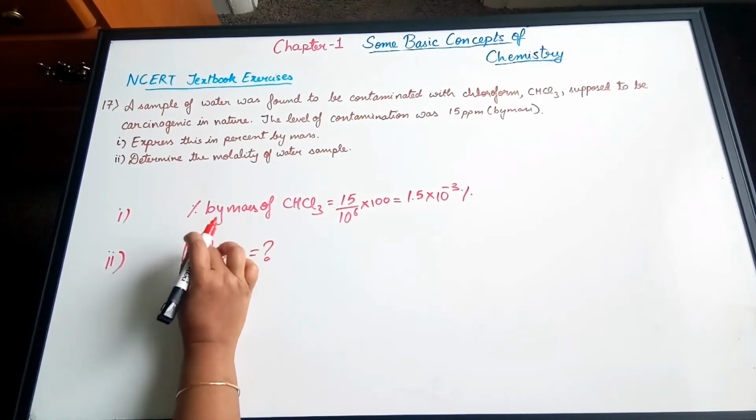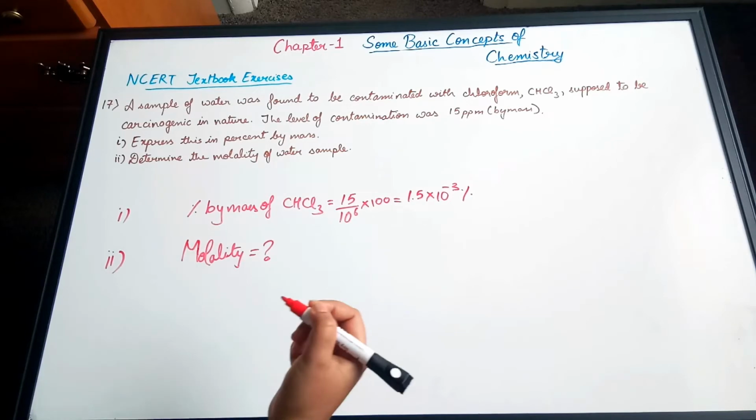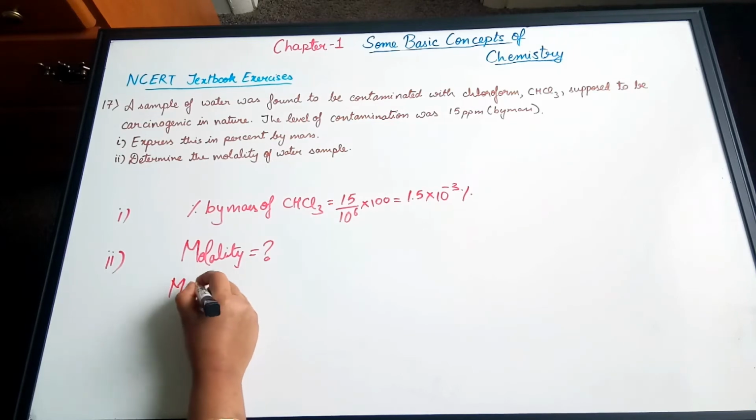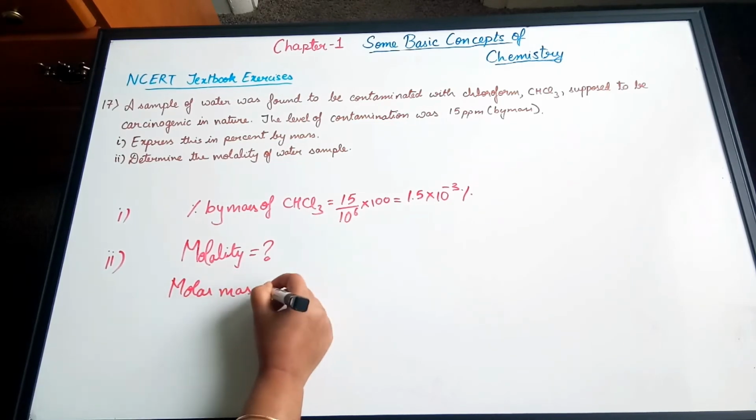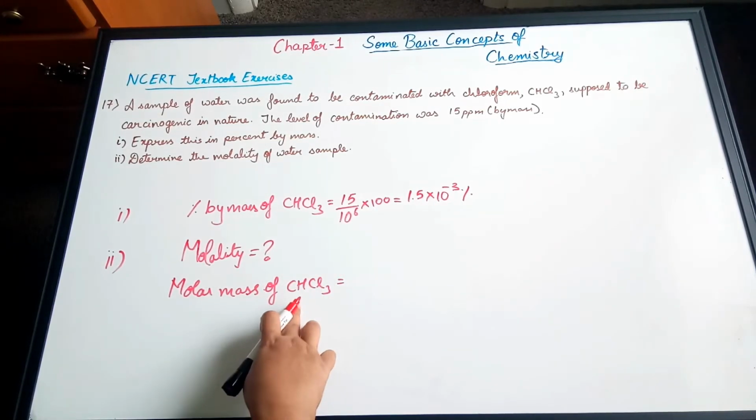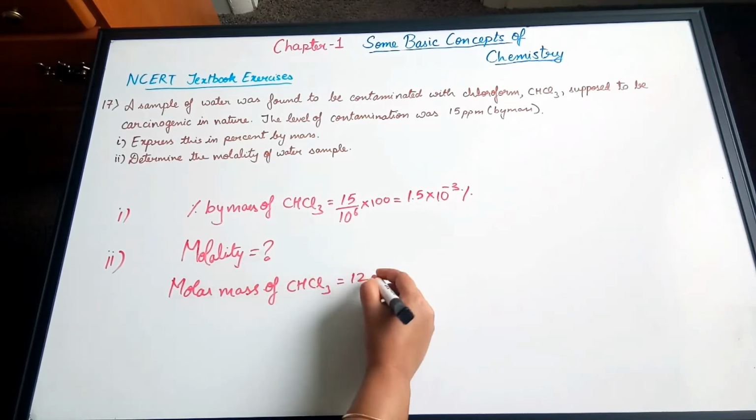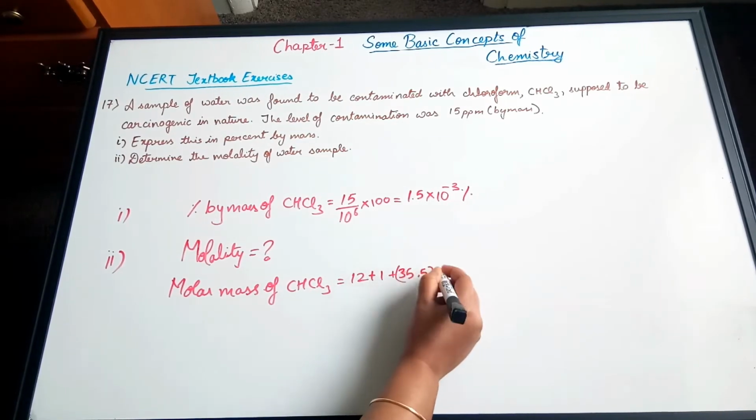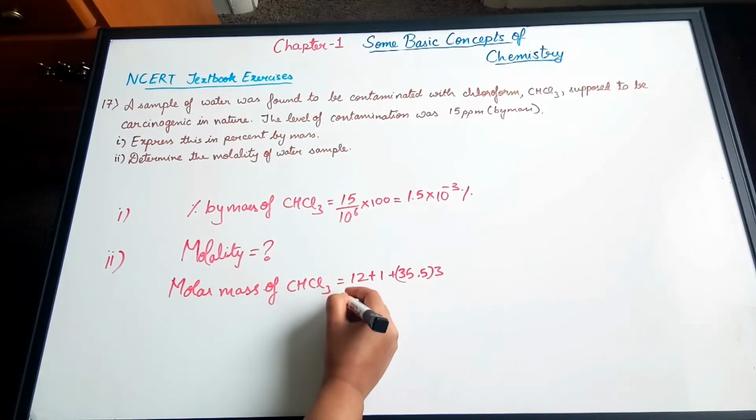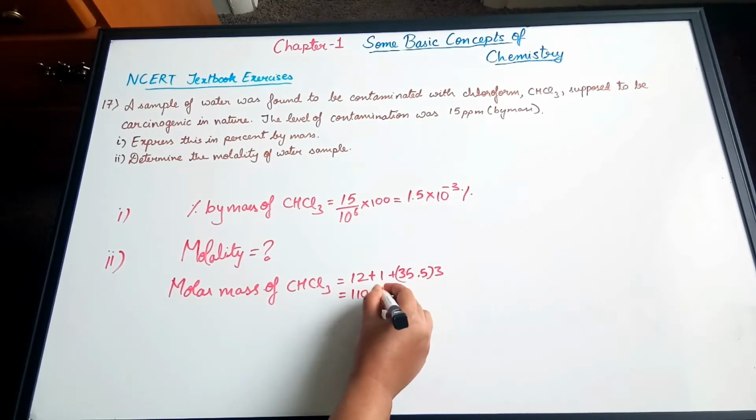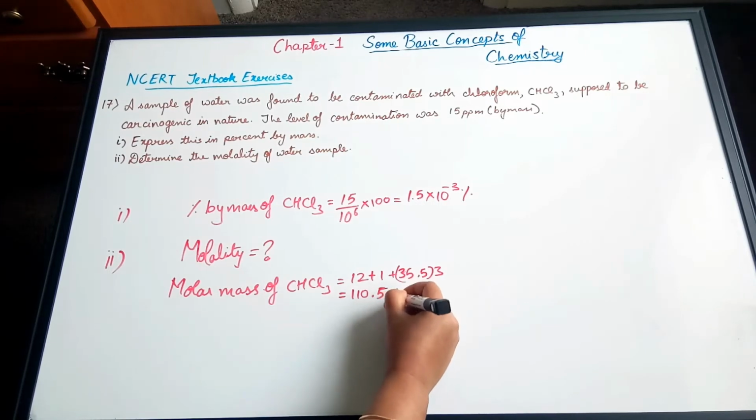So molality is to do with the number of moles divided by the mass. First, let's calculate the molar mass of CHCl3. Here you have carbon whose mass is 12. You have only one atom, so just 12, plus 1 for hydrogen, and chlorine is 35.5, which has to be multiplied by 3 because of 3 atoms of chlorine present. This simplifies to give us 110.5 as the molar mass, so grams per mole.